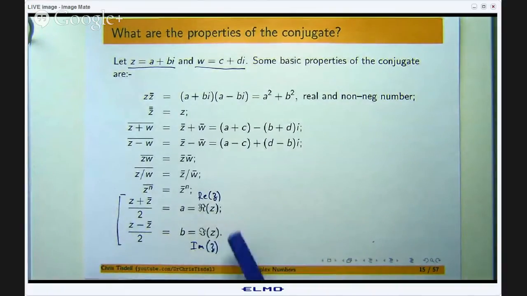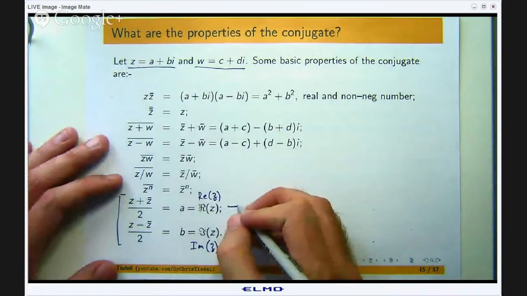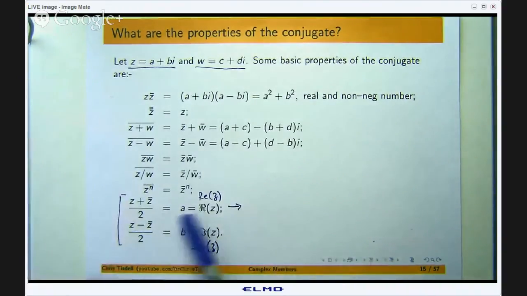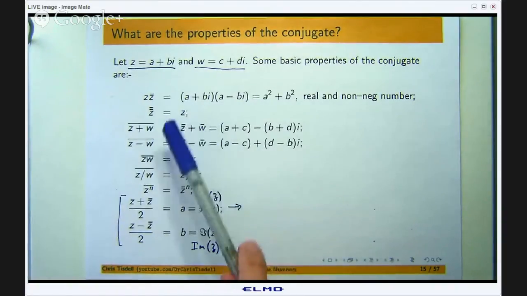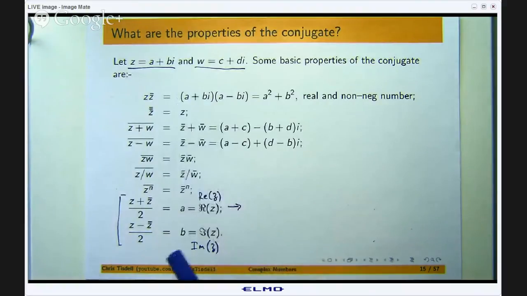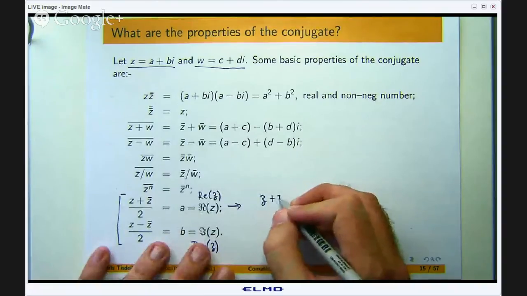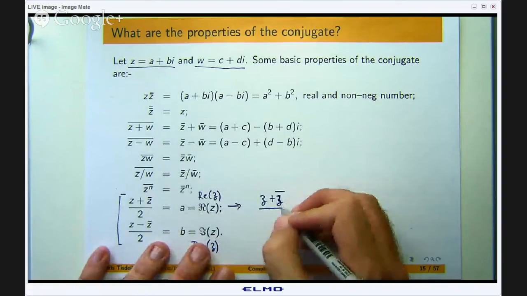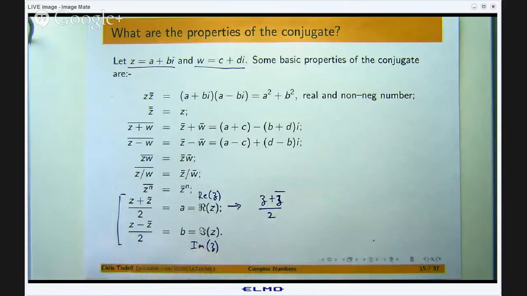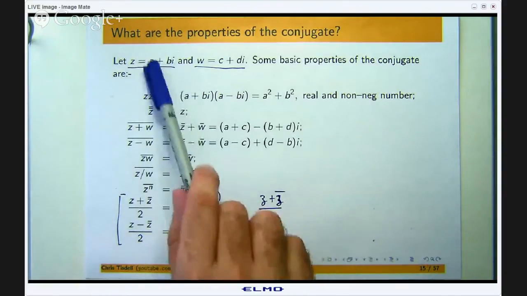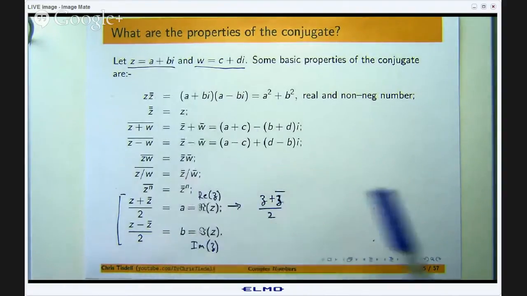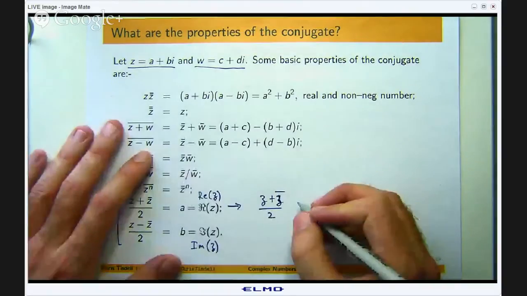Okay, so let me actually prove one of these. I won't prove them all. I'll leave them as an exercise for you to do, but let's just prove this. A lot of these are kind of obvious, and you can actually work them out geometrically, like that one and a few others. So let me start with this, and we'll see if we can prove it. The way I'm going to do it is write down this form, add the conjugate, and divide by 2.